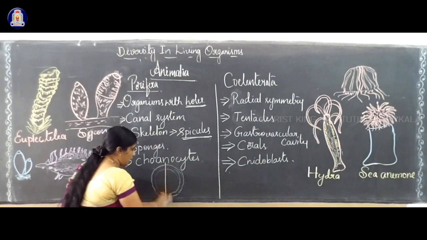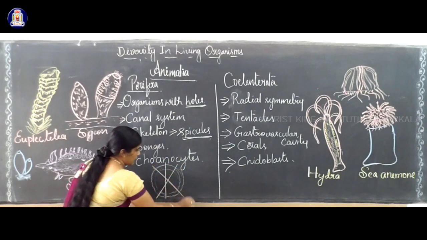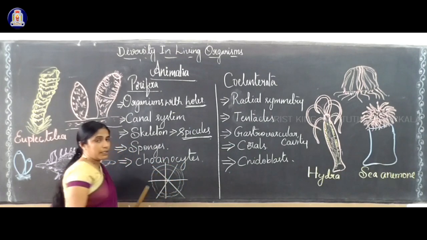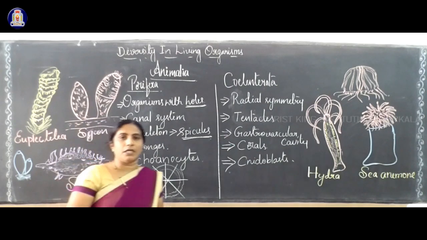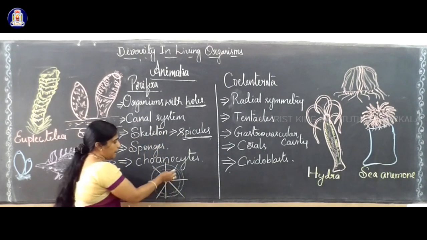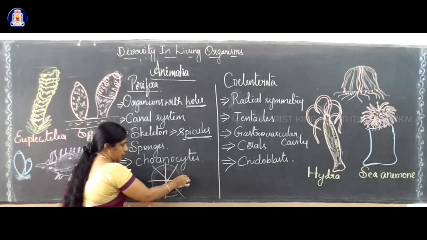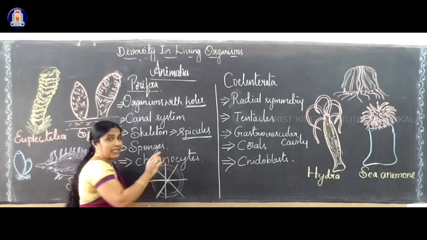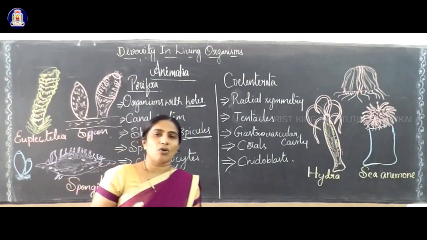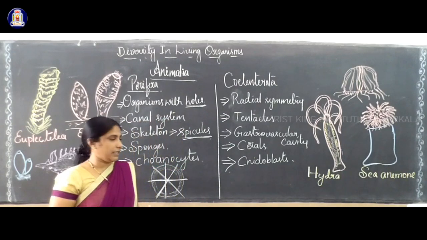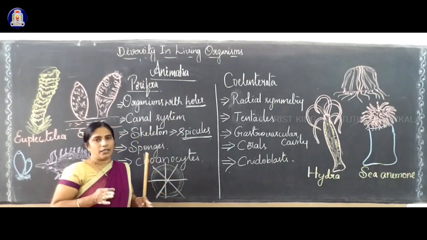If I divide a circle equally into different parts, if a line segment divides a circle into many parts, it's the same thing. If an organism is cut in different planes and you get equal halves, this is called radial symmetry. Radial means each part is similar.